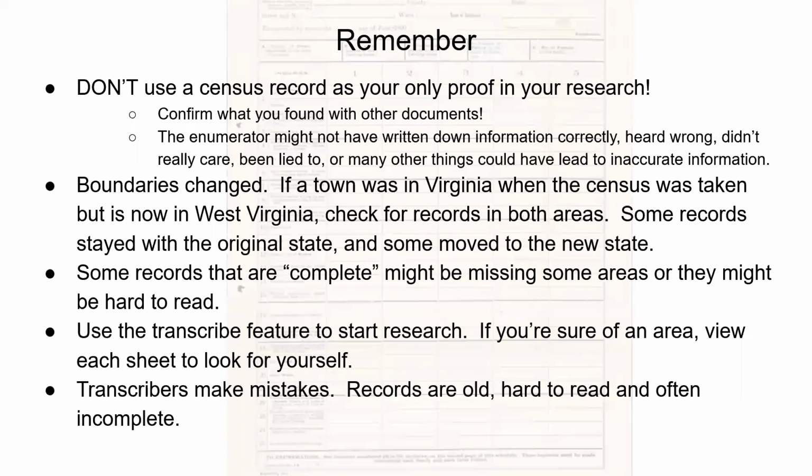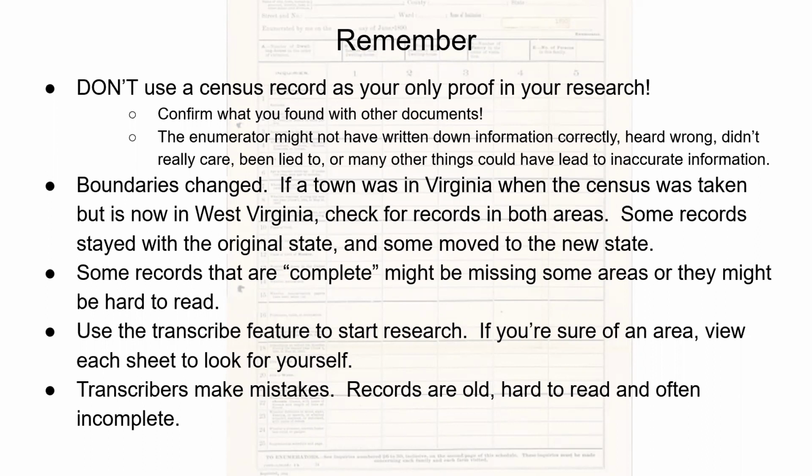Boundaries change. States changed, counties changed, and it happened quite regularly. So make sure you look in both places. Typically, the records would usually go to the state archives. So if you were in Virginia when you were born, but then it turned to West Virginia, your record would still typically be in Virginia. There are some cases, especially with counties, where it physically stayed where you were. So it may still be in West Virginia. You have to check both places to see if you have the right place you're looking for.